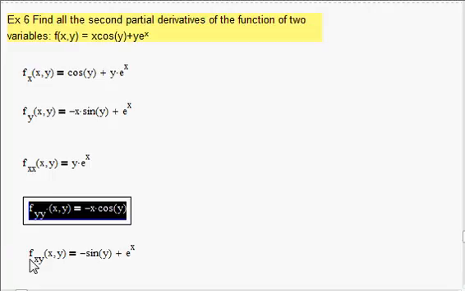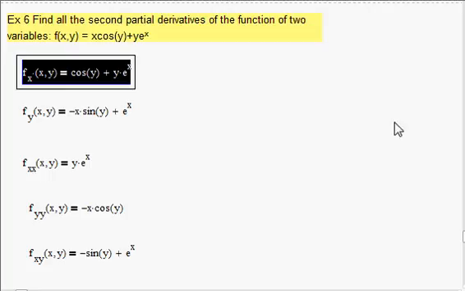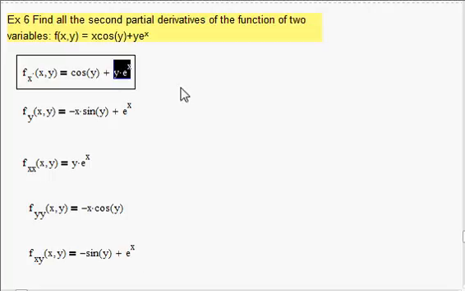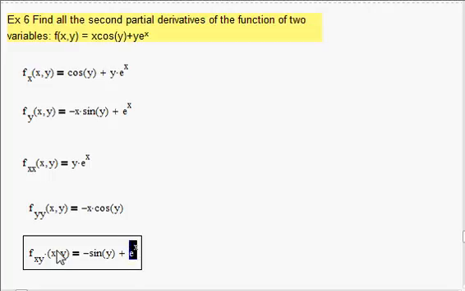What's the derivative with respect to x? Actually, the derivative with respect to y of the derivative with respect to x. So we find this one first, derivative with respect to x, and then we differentiate this with respect to y. So if we did that, the derivative of cosine of y with respect to y is negative sine of y, and the derivative of y times e to the x with respect to y, see, e to the x is a constant, so it's just e to the x.